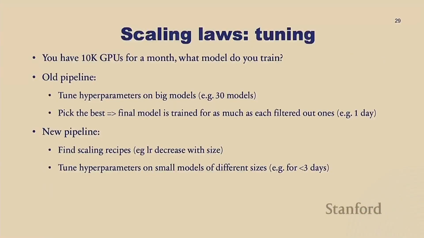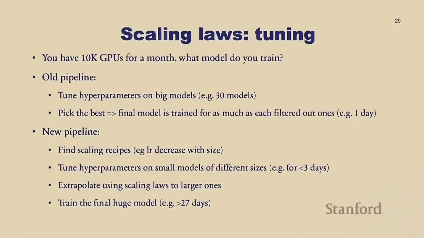Let's say for 3 days of my 30 days, I will train many different models and do hyperparameter tuning on these small models, each of different sizes. Then I will fit a scaling law and try to extrapolate from these smaller models which one will be the best if I train it for much longer, for a larger model. And then I will train the final huge model for 27 days instead of just 1 day.